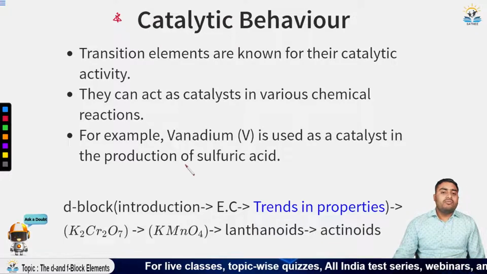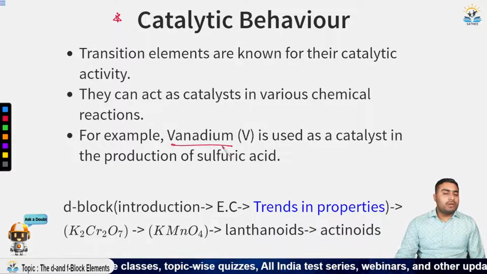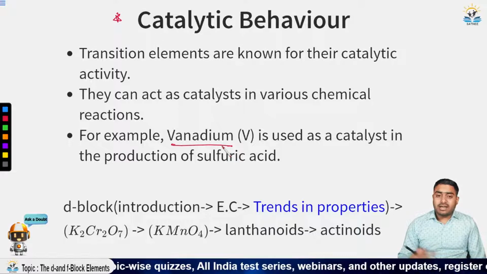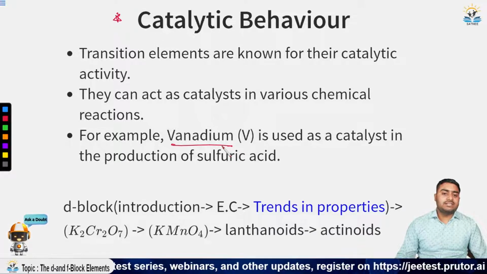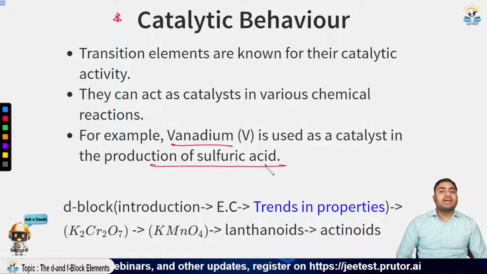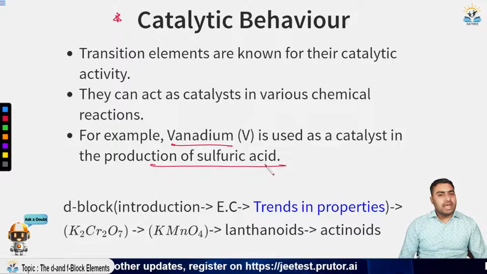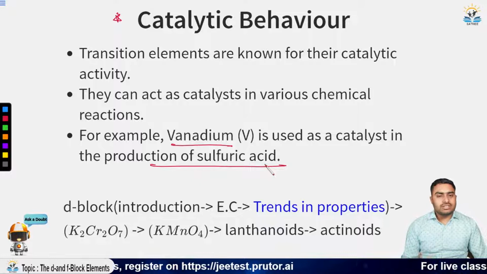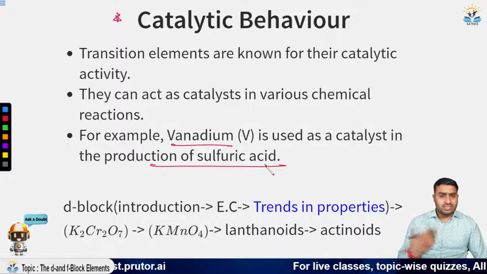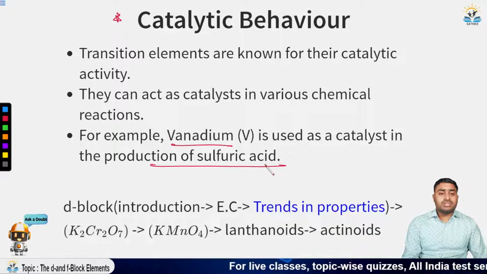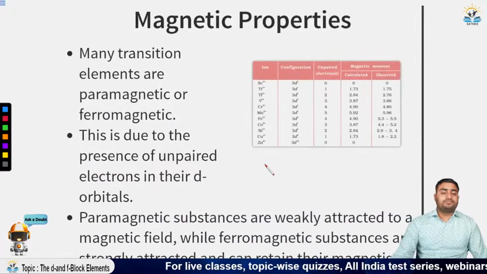Initially I was talking about the examples of platinum, and now I am giving an example of vanadium. Vanadium is used as a catalyst in the production of sulfuric acid. There are also some processes like Haber's process and Ostwald process, so we will be discussing them. So this is all about the catalytic behavior.